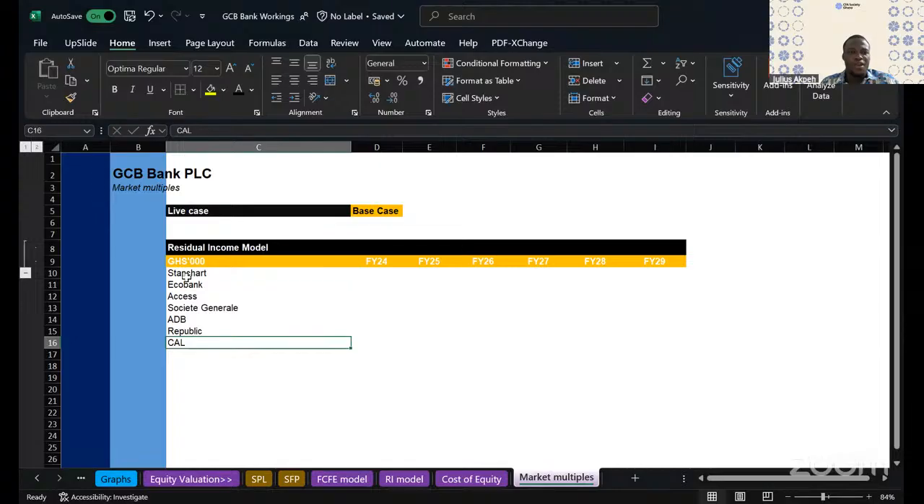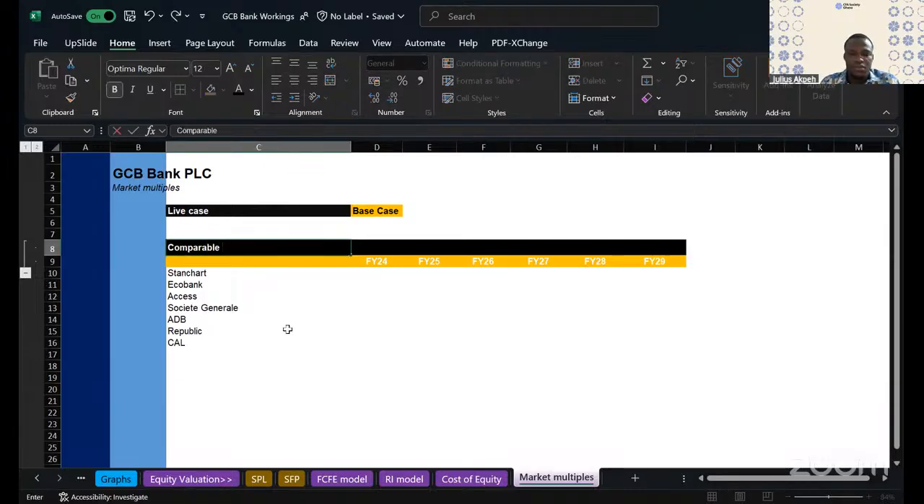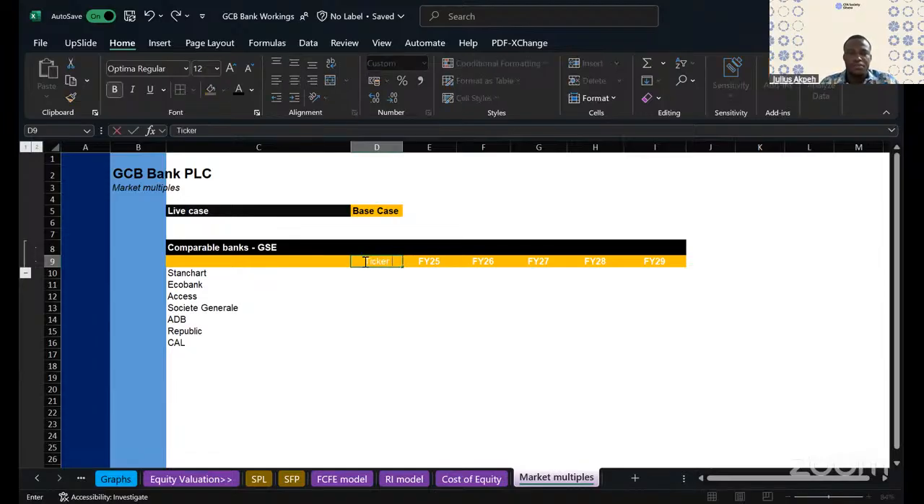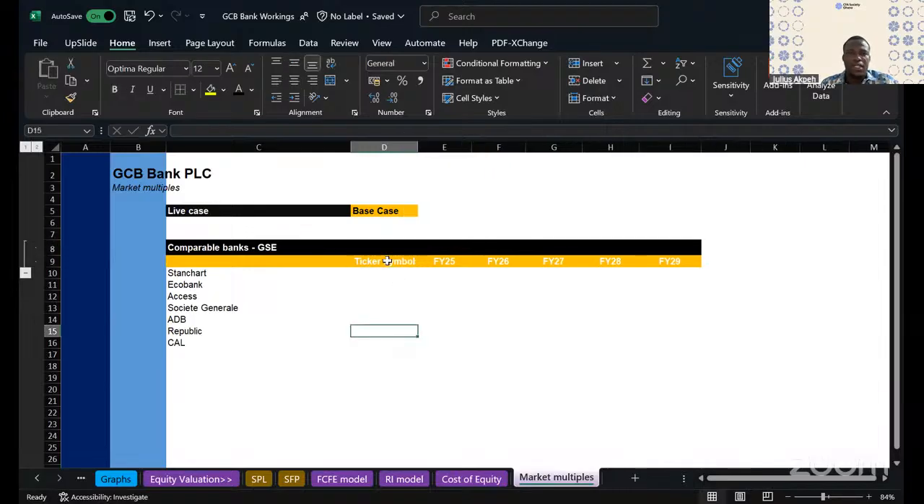Okay. Because we are looking for comparables of GCB. We don't include GCB itself, right? So comparable banks. And here we are looking at just the GSE. And so for the banks, one, I want to have the ticker symbol. Two, as I mentioned, we'll just set up the work, the template, and I have the ticker symbol.